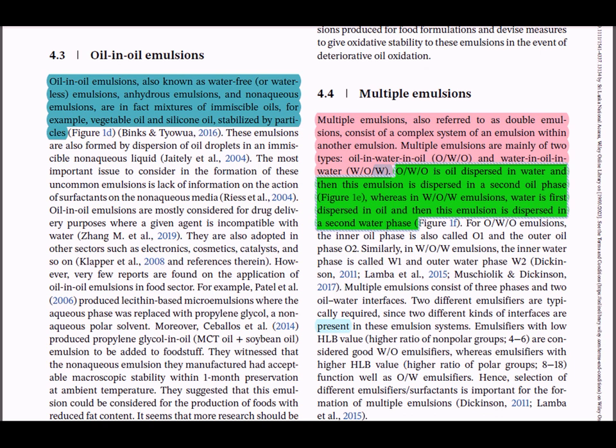Multiple emulsions, also referred to as double emulsions, consist of a complex system of an emulsion within another emulsion. Multiple emulsions are mainly of two types: oil in water in oil and water in oil in water. Oil in water in oil is oil dispersed in water, and then this emulsion is dispersed in a second oil phase. Whereas in water in oil in water emulsions, water is first dispersed in oil, and then this emulsion is dispersed in a second water phase.